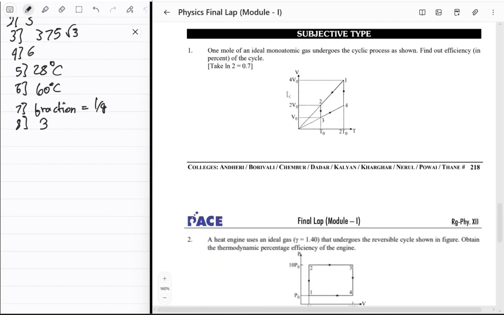1 mole of an ideal monatomic gas undergoes a cyclic process as shown. Find out the efficiency in percent of the cycle. Okay, how is the cycle though? First, then second, then third, then fourth, right? You want to find the efficiency of the cycle, so the total area is what you have to figure out first. These are the parallel sides, so it's like V naught plus, and what is the other one? It's going from this to that. Where is 4, actually? I think 4 is on the same level as what?